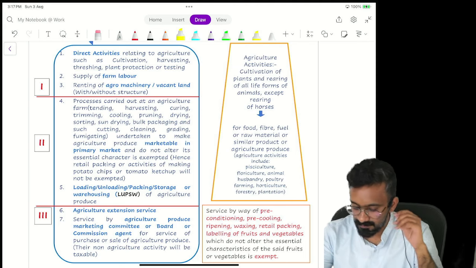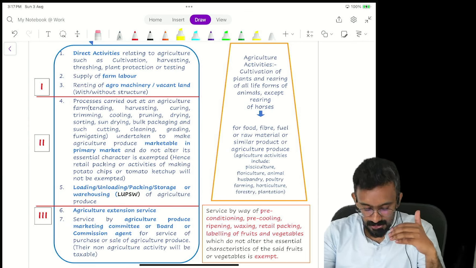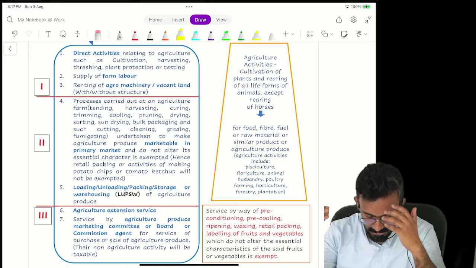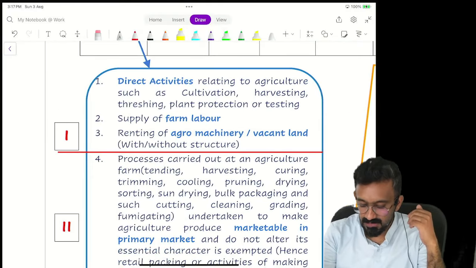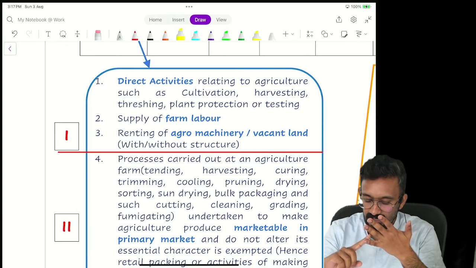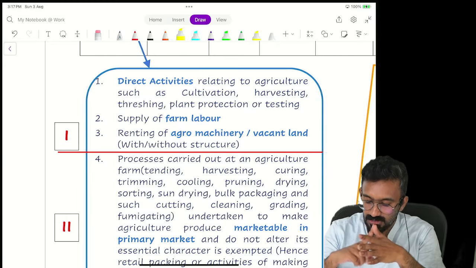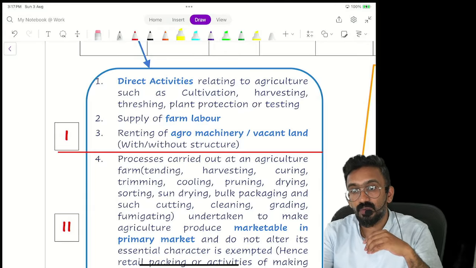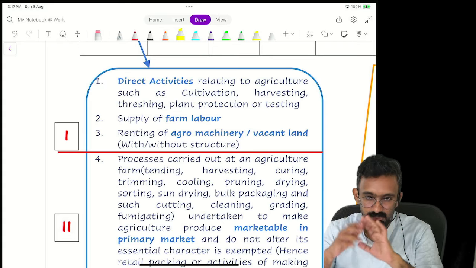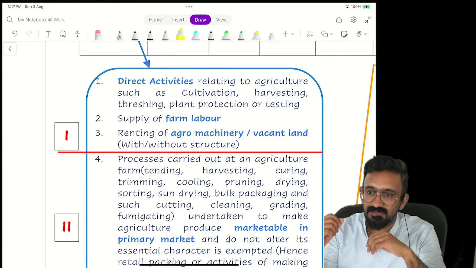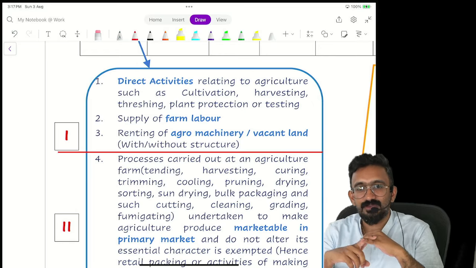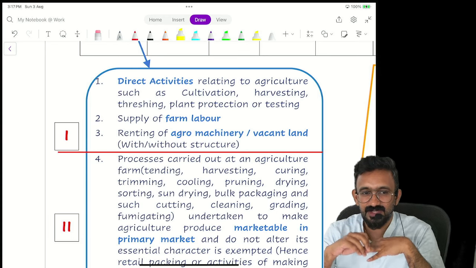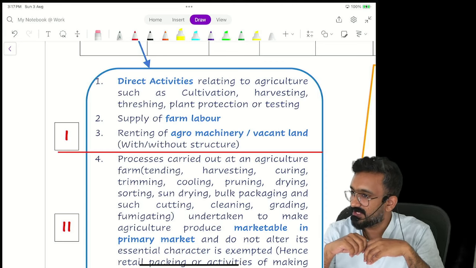That's my objective. I am dividing the exemptions into 3 categories, but in that we have 7 exemptions. First 3 exemptions: direct activities relating to agriculture, such as cultivation, harvesting, threshing, plant protection, testing. When I say testing, it includes certification. You can add it there, because every testing comes with certification. Listen carefully to me here. What kind of exemption is it? Specified supplier, specified recipient, specified activity combination. Specified activity.